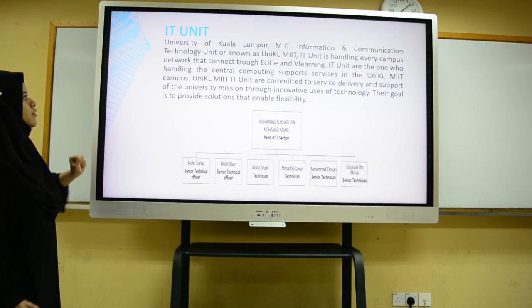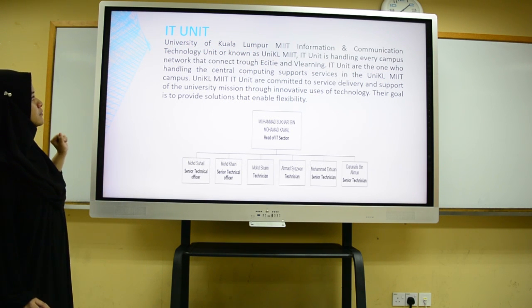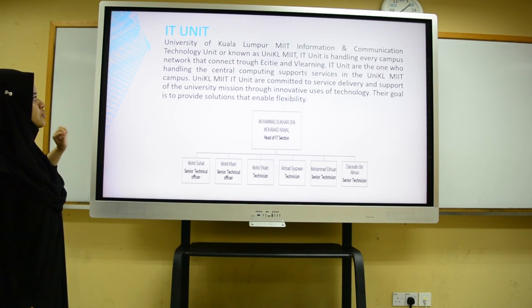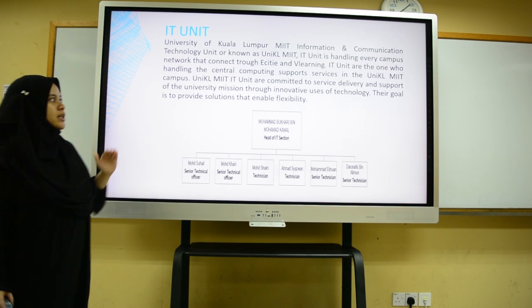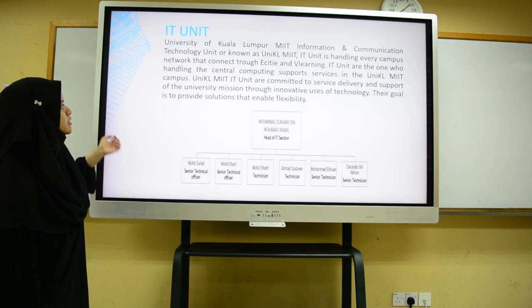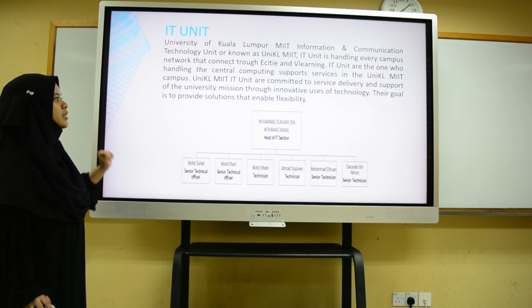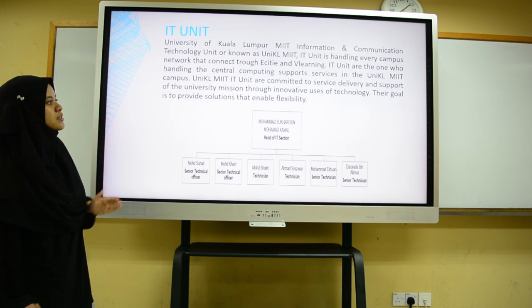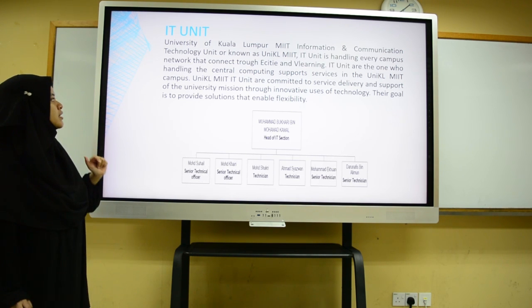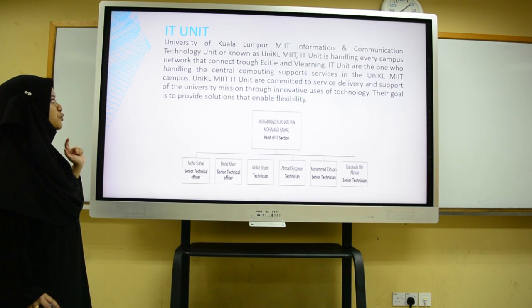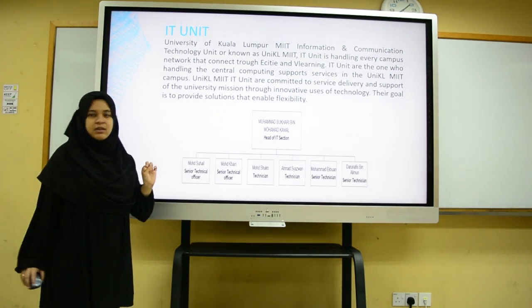For the IT units of UniKL MIIT, they are handling every campus's network that connects through ECT and e-learning. Every day they are the ones checking the VLE and ECT portals. IT units are the ones handling the central computing support service in the UniKL MIIT campus. UniKL MIIT IT units are committed to service delivery and support of the university mission through innovative uses of technology. Their goal is to provide solutions that enable flexibility.